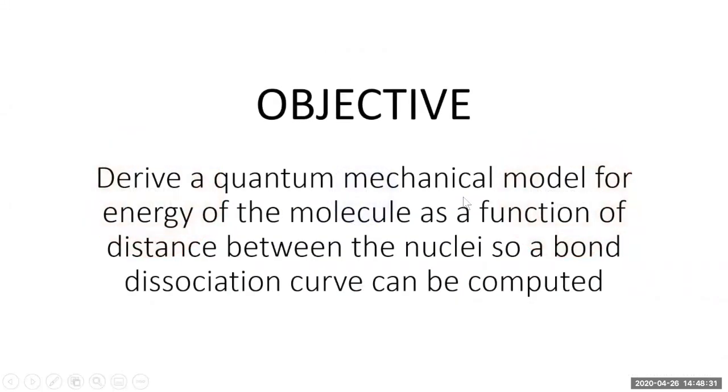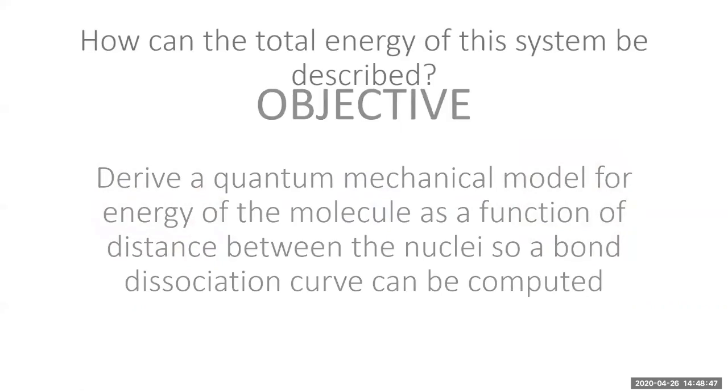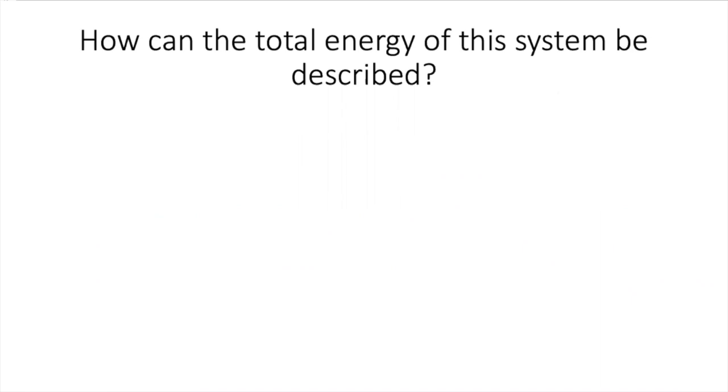So what was our whole goal with this derivation? Well, we sought to derive a quantum mechanical model for the energy of our dihydrogen cation as a function of this internuclear distance r, so that eventually we could compute a bond dissociation curve and learn some interesting things about our molecule and about molecules in general. To do this derivation, we will use the postulates of quantum mechanics, the principles of physics and chemistry, and then some calculus and some algebra. The bond dissociation curve is a graph of total energy of the molecule versus its internuclear distance.